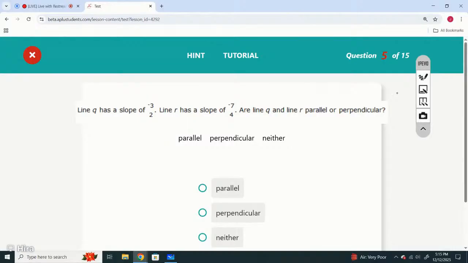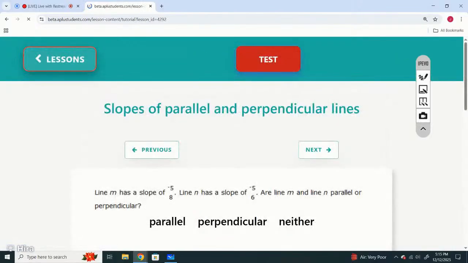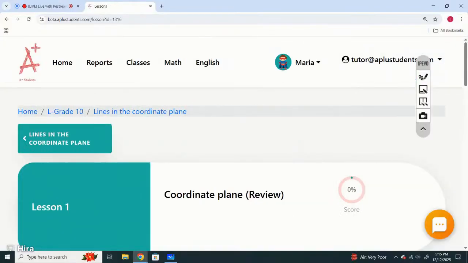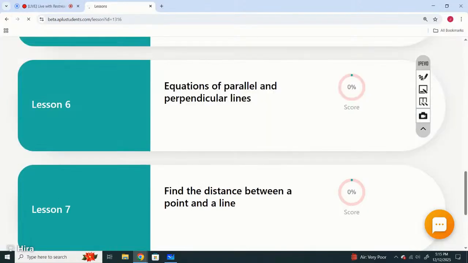Okay, you can complete the lesson by yourself later today. Let me just move on to the next lesson, slopes of parallel and perpendicular lines. Okay, we just finished the lesson. The next lesson is on perpendicular lines.